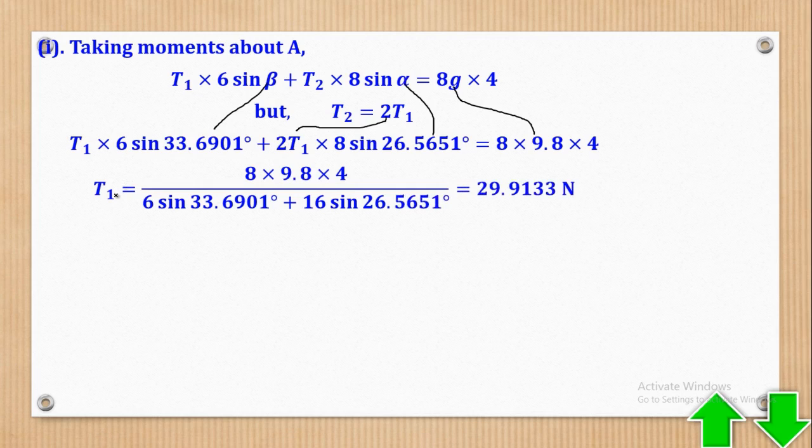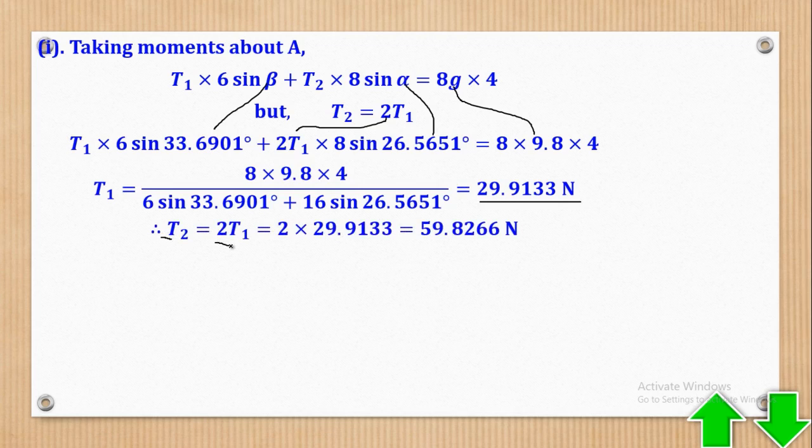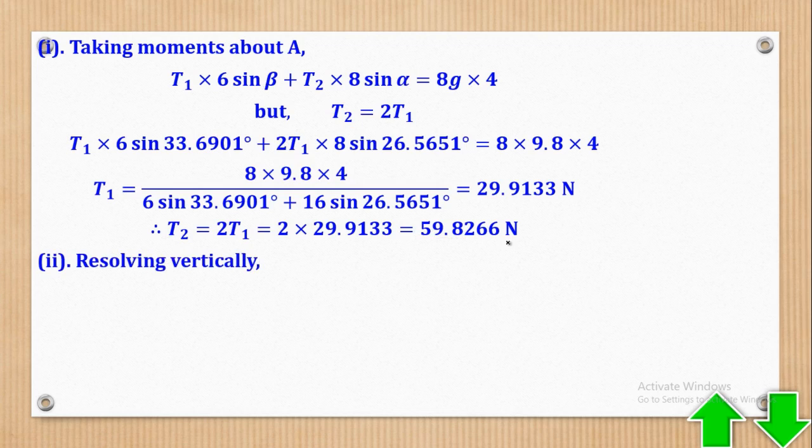Therefore, when I make T1 the subject, we realize that T1 is the only unknown. So when I make it the subject, I'll come up with T1 as 29.9133 newtons. But remember, they want the tension in string BC, which is T2. Remember that T2 is equal to T1, which in the end will give me 59.8266. So that was the tension in BC.